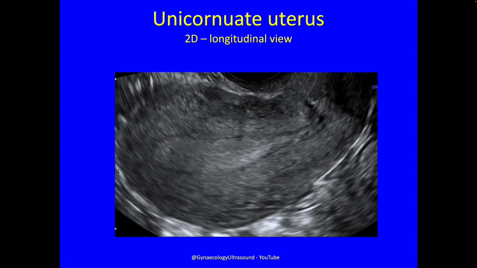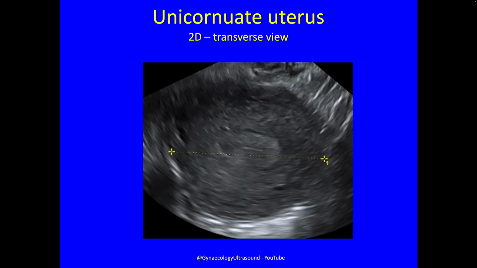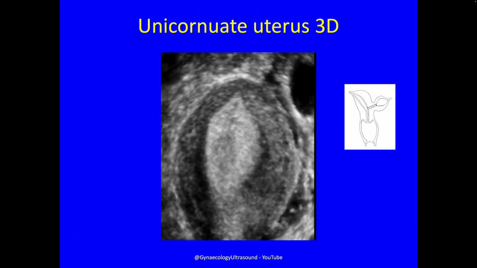The unicornuate uterus is the congenital anomaly which is most often missed. On 2D, the uterus looks completely normal in the longitudinal view, and it's subtly different in the transverse view. The cavity tends to be narrower, and this cavity doesn't, like a normal endometrial cavity, become longitudinal. It's almost circular, and that's what should raise your suspicion of a unicornuate uterus. On 3D, it's really easy. It looks a bit like a banana. You have a single interstitial portion of the fallopian tube, and it's a unicornuate uterus.